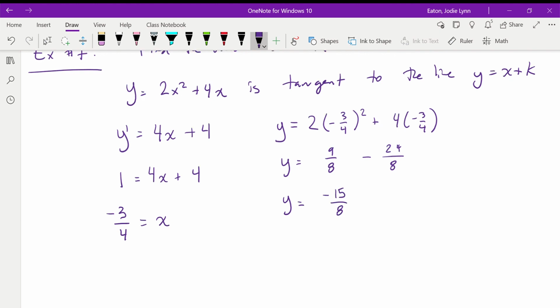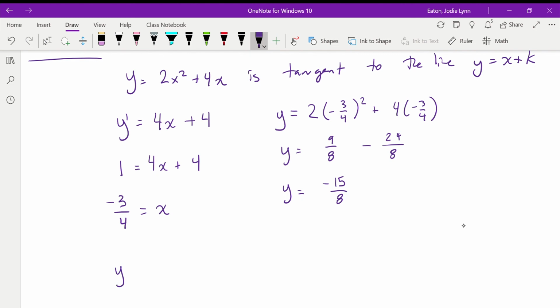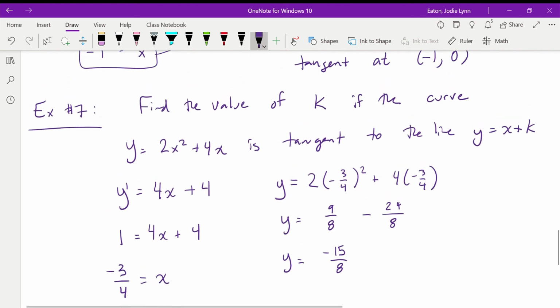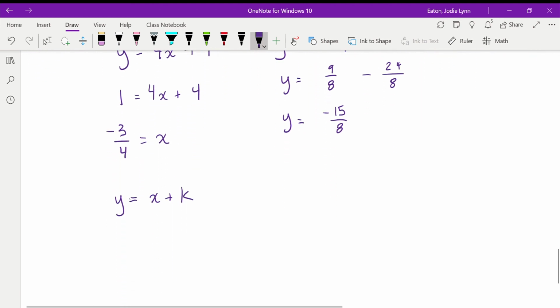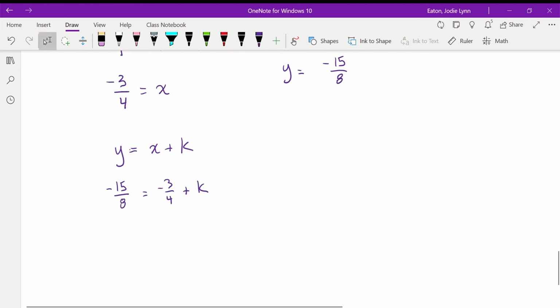And now we have to work out what k is. So we have y equals x plus k. So now we know what point on the curve this line has to be tangent to, so we can work out k. So we have negative 15 eighths equals negative 3/4 plus k. We're going to add 3/4 to both sides, which is really like adding 6/8. So that is going to give us negative 9/8 equals k.